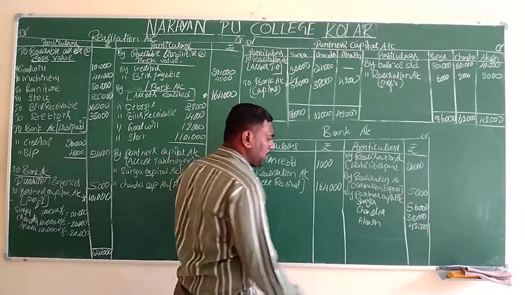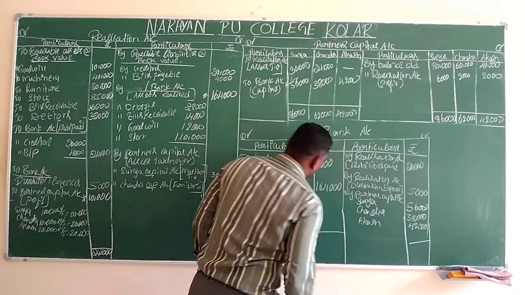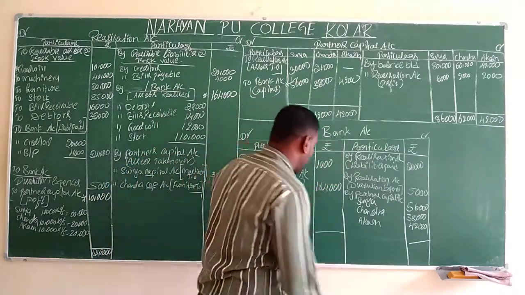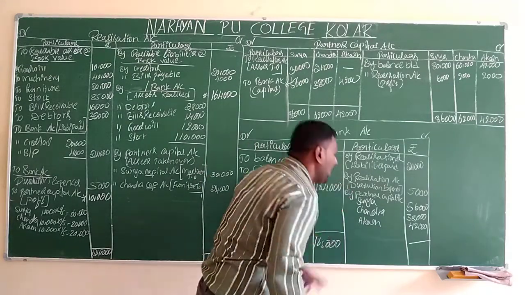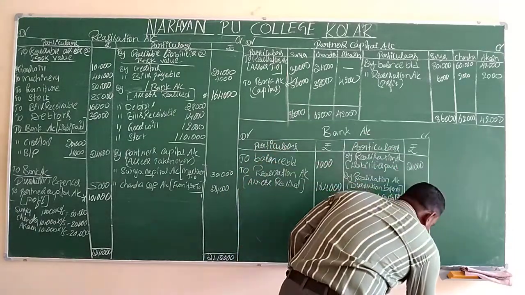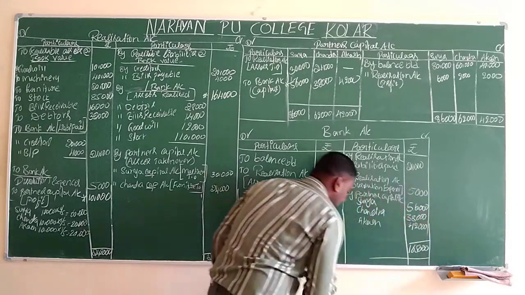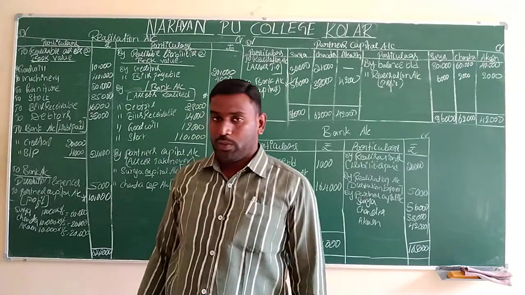So now it's time to close the balance of bank account. Finally, what is the total of bank here? 1,64,000 plus 1,000 is the asset which we have, 1,65,000. The same value of the liabilities we also have. The total is 1,65,000. Like this, we have to close the bank account also.